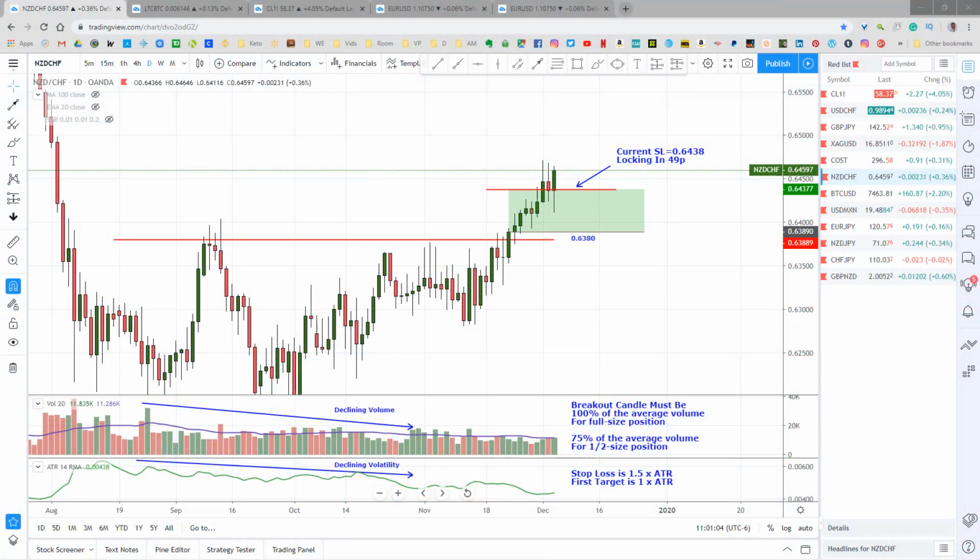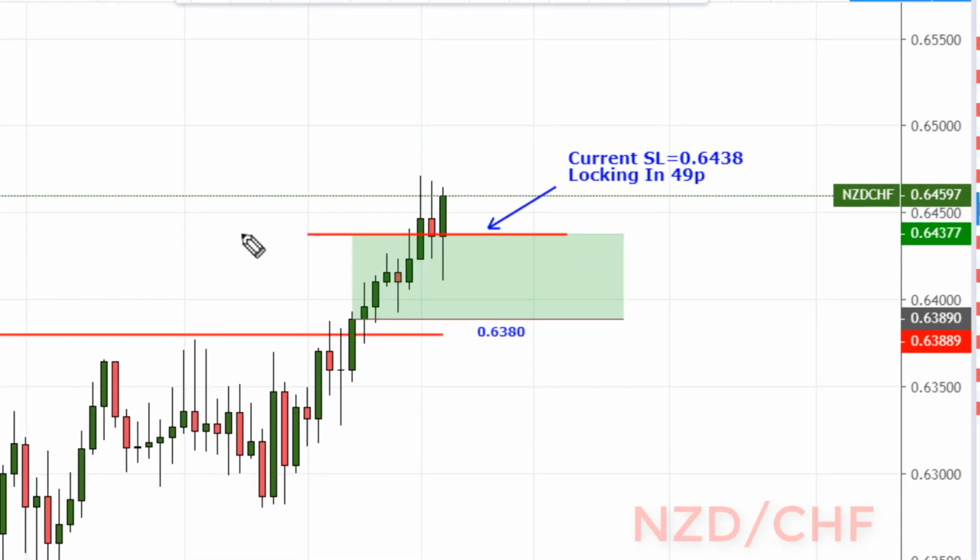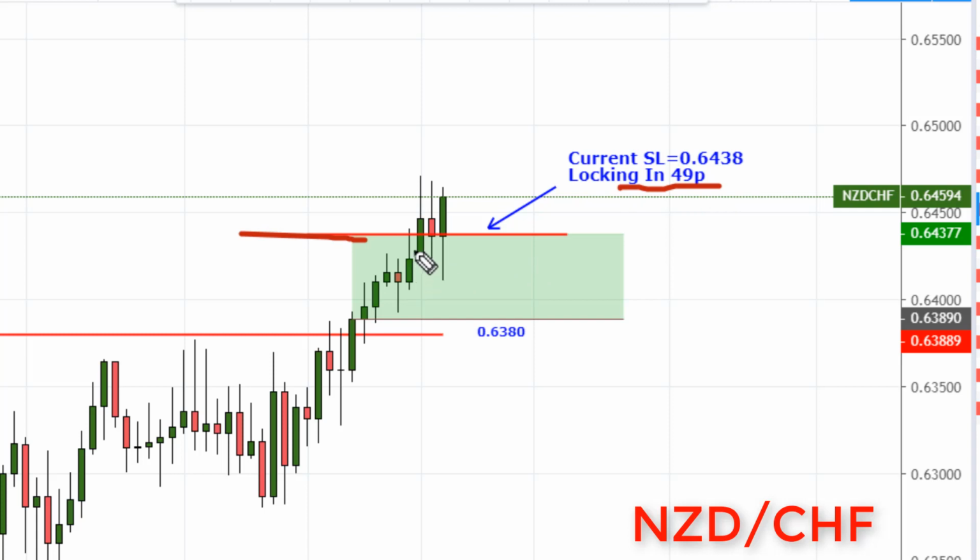I may have gotten a bit too enthusiastic moving the stop up to this 64.38 level on the Kiwi Swiss franc on Monday. I had 49 pips locked in, and of course Tuesday that level got hit right there, and it looks like it might be pushing up some more.